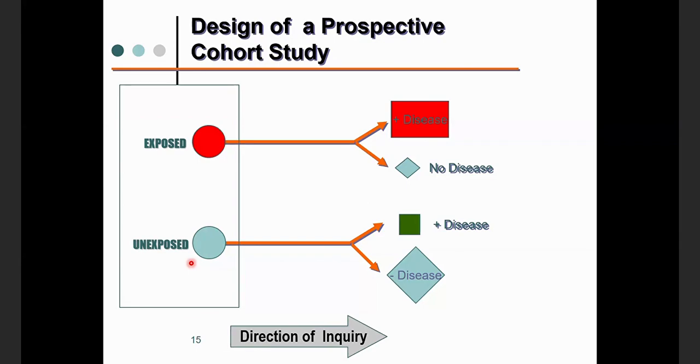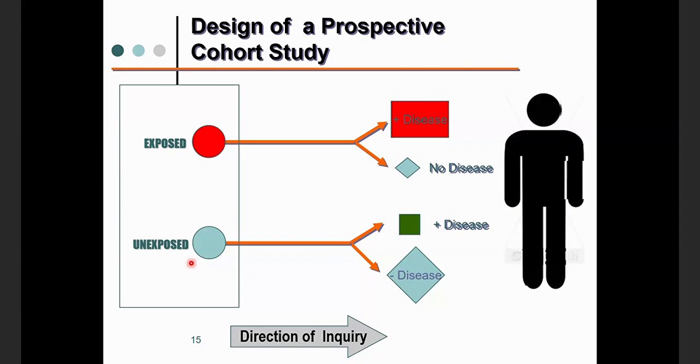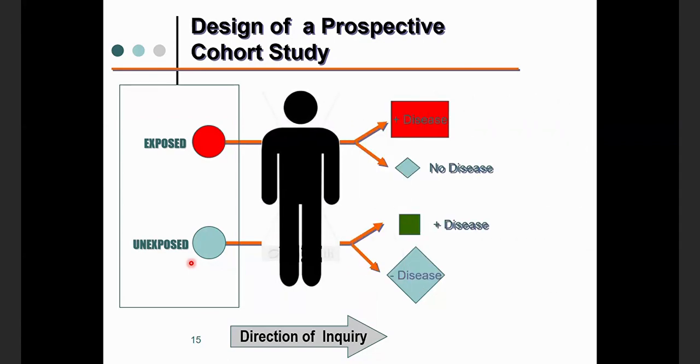So where is the researcher? The researcher is actually in the middle, because you just observe them. In the exposed group, how many develop disease, how many do not. You observe until they develop the disease. So the researcher is in the middle, and the direction of inquiry is to the future.